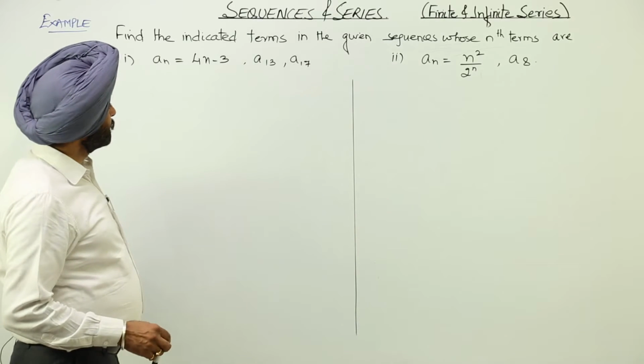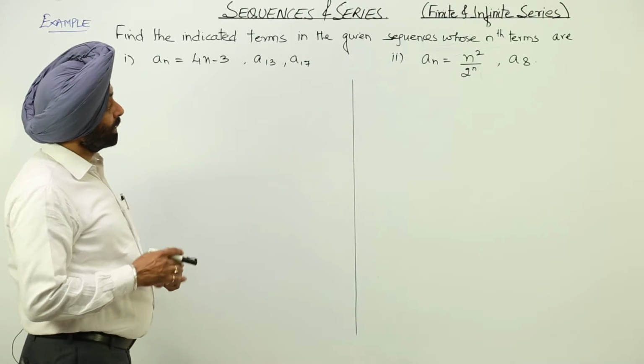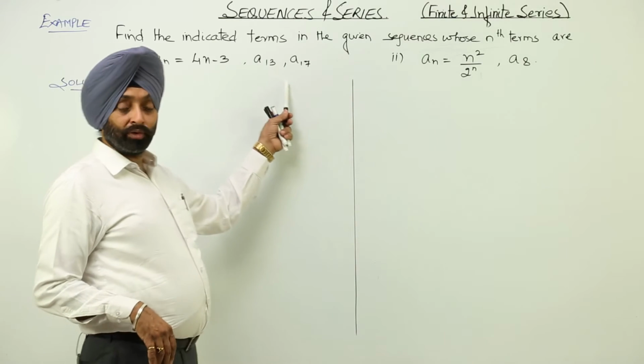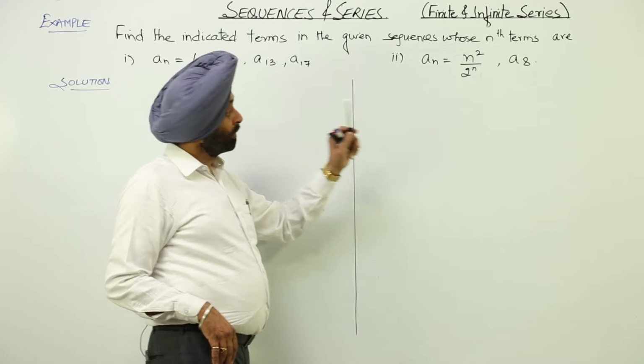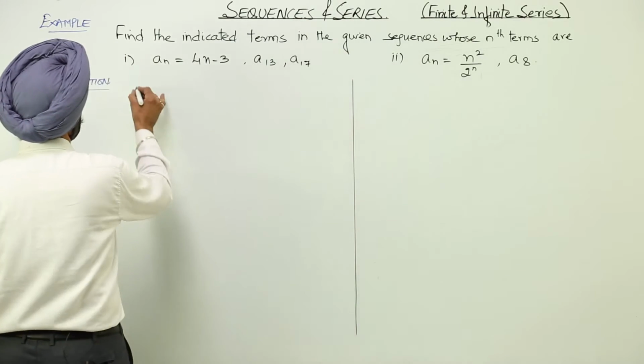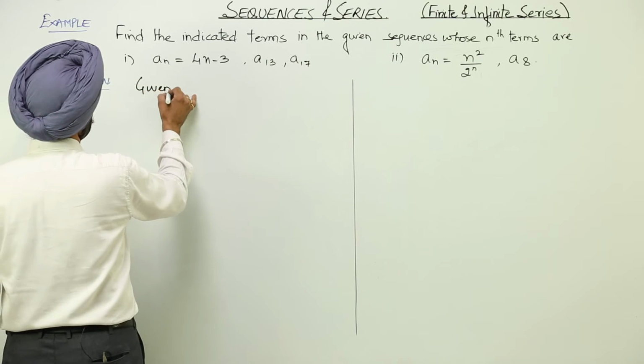Now find the indicated terms in the given sequence whose nth terms are given. Indicated terms means here we have to find the 13th term and the 17th term for the first part, then the 8th term for the second part. Okay.